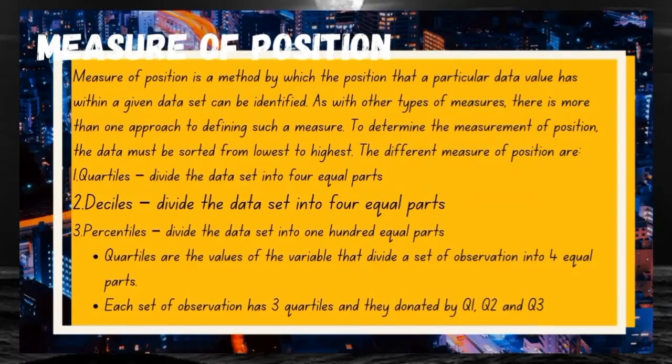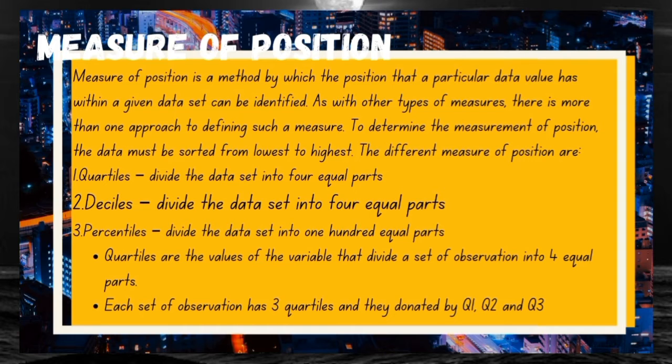Measure of position is a method by which the position that a particular data value has within a given dataset can be identified. As with other types of measure, there is more than one approach to define such a measure. To determine the measure of position, the data must be sorted from lowest to highest. The different measures of position are: quartile, which divides the data set into 4 equal parts; decile, which divides the data set into 10 equal parts; and percentile, which divides the data set into 100 equal parts.